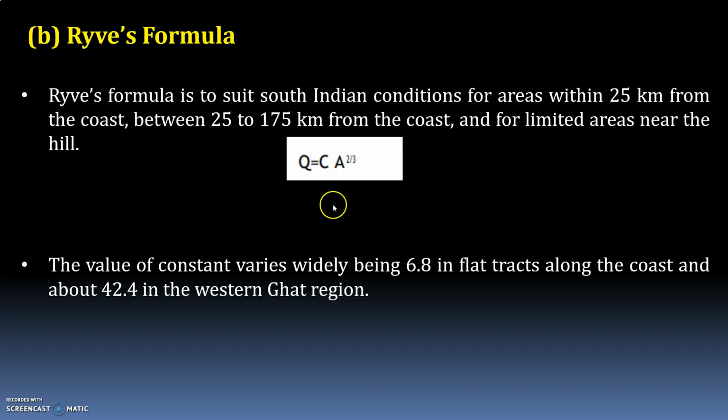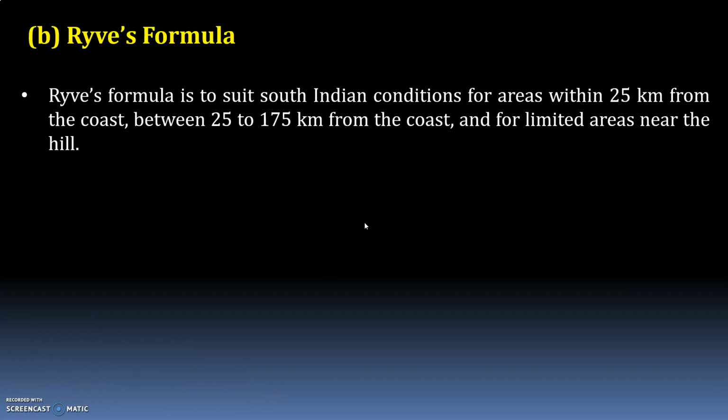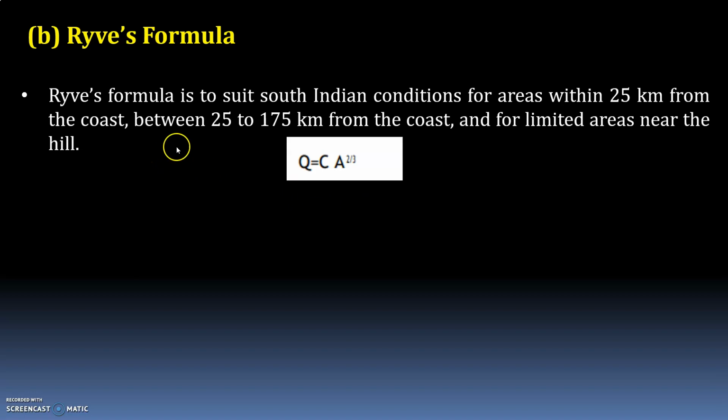Now you can see the difference between the Dickens and Rice formula. His formula is Q is equal to C A raised to the power 3 by 4. But Ryves' formula is Q is equal to C A raised to the power 2 by 3.